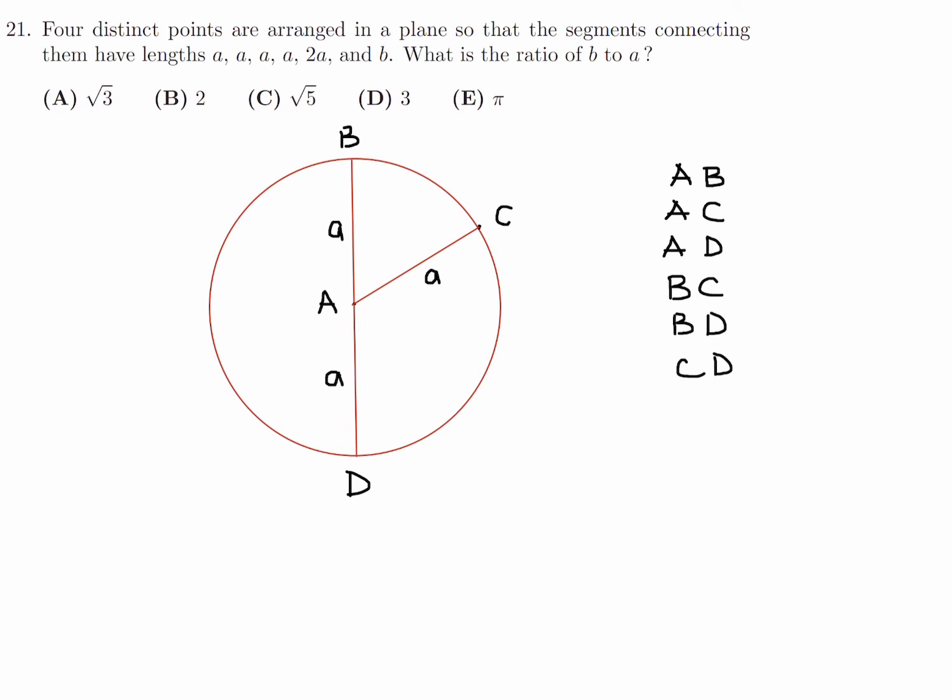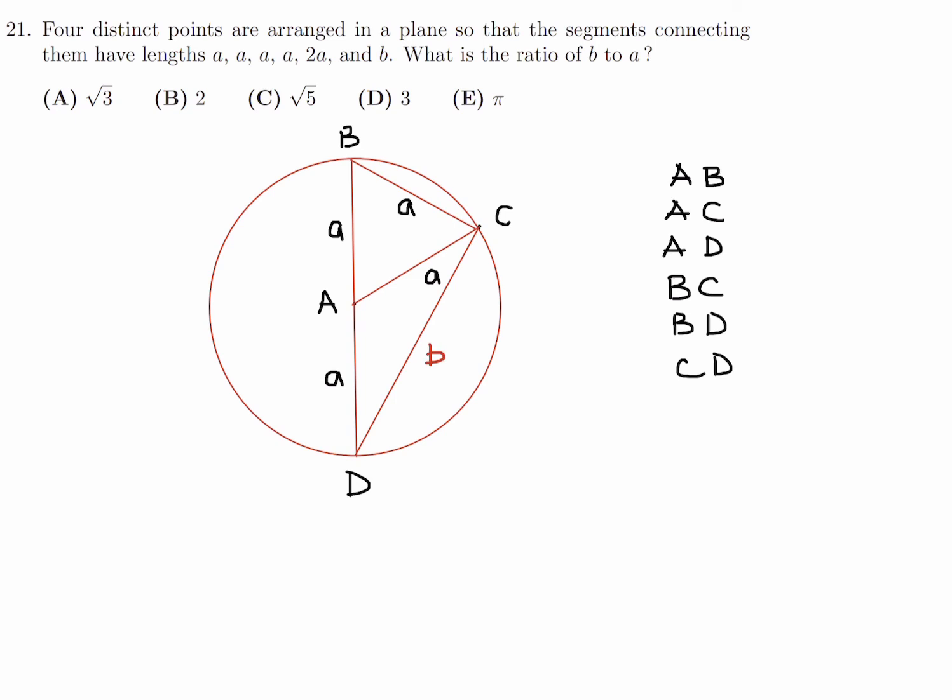The next one is BC. Now that, they're saying is also A. Okay, no problem. That basically makes this an equilateral triangle. And then the next one, BD, is 2A. And that is the diameter of the circle. So 2A makes perfect sense. And now they're saying finally CD is B. So from C to D is B.